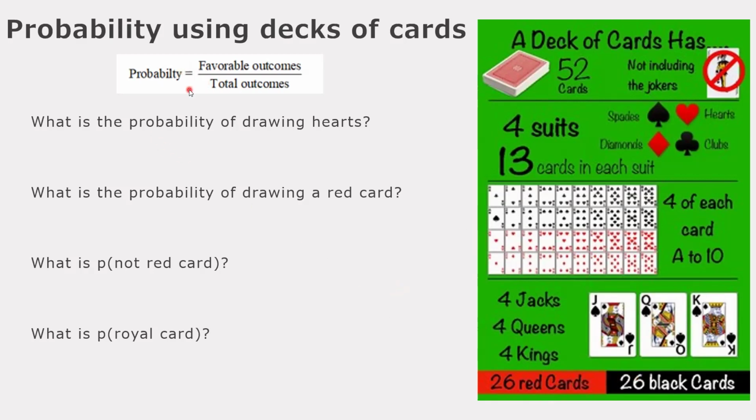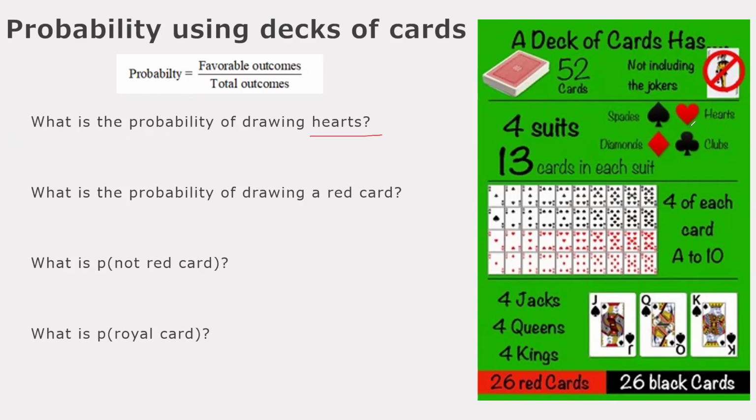And then we have a reminder up here. When we set up our probability fraction, we can set it up with what we're trying to find the probability of. That's the favorable outcomes in the numerator. And then the total outcomes, that sample space, is our denominator. So for our first question here, it says, what is the probability of drawing hearts? Drawing hearts. So we want to know how many of these cards have hearts on them.